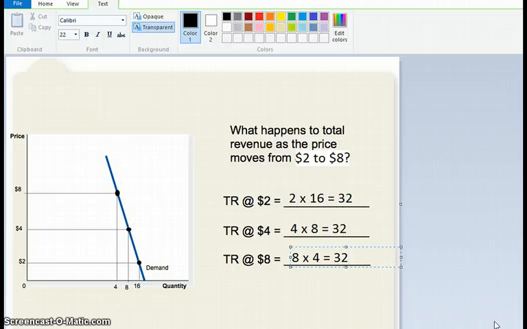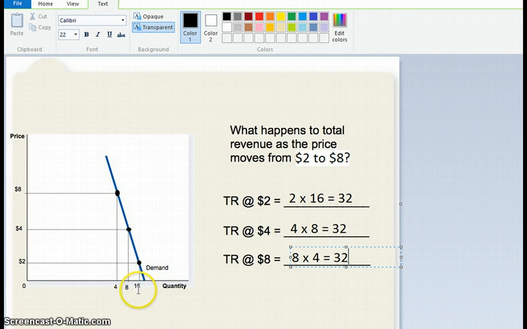So let me just point out why this is happening, and I chose the numbers very specifically here. If you notice, my price went from 2 to 4 to 8. What happened every time I changed my price? I doubled it. 2 times 2 got me 4, 4 times 2 got me 8. And if you look, $2 matched up with 16, $4 matched up with 8, and $8 matched up with 4.